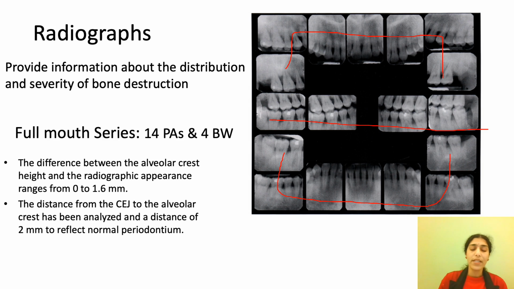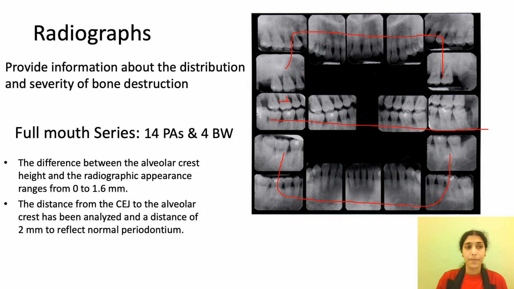Usually the radiographs indicate the difference between the alveolar crest and the radiographic appearance ranges from 0.0 to 1.6 mm, and the distance between the CEJ and the crest of the bone is estimated to be around 2 mm in a normal healthy periodontium. Okay, let us go into the kind of radiographs we may require and what features we need to identify from the radiographs.